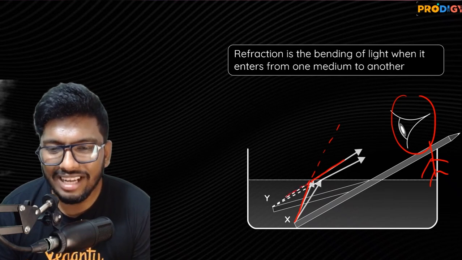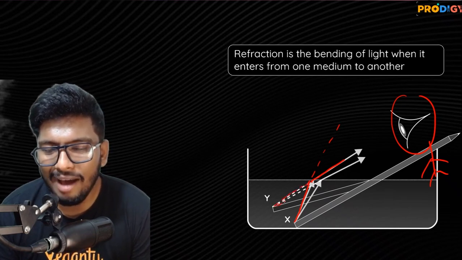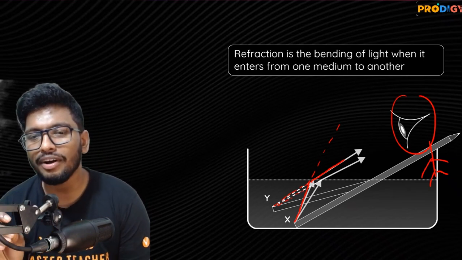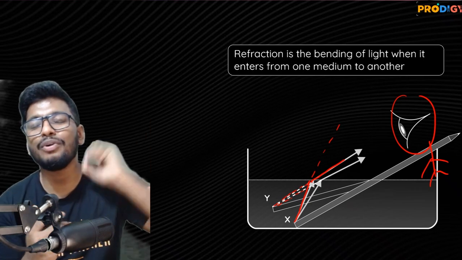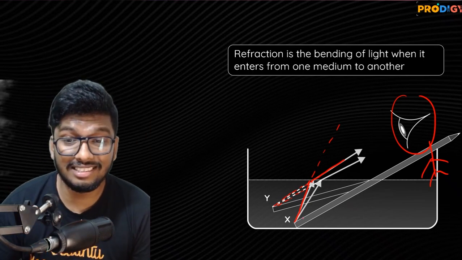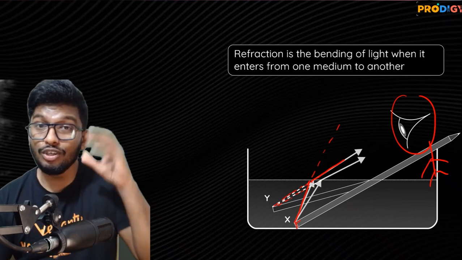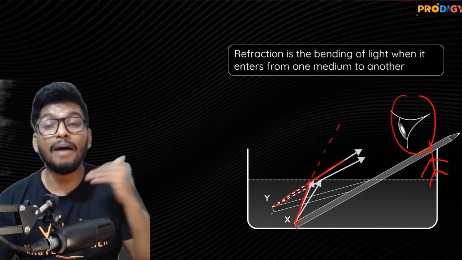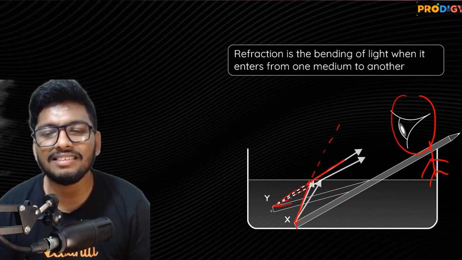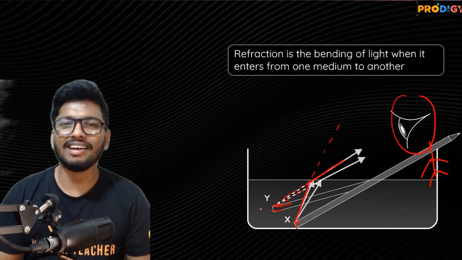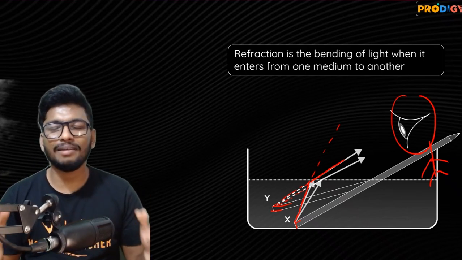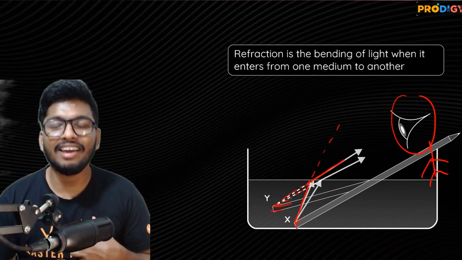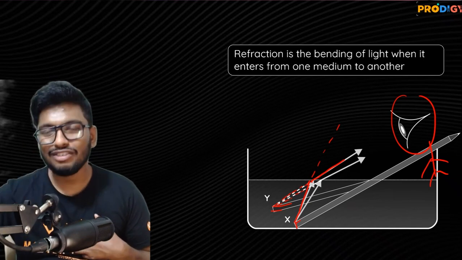But when it tries to trace back these rays of light, what happens is that, guys, the rays of light actually meet at a point a little higher than the original object. See, this is where the actual object is. But to your eyes, when you are looking through the glass of water, it appears as though the pencil is a little raised. And this is why refraction is something that you guys have experienced pretty much every single day, and you will be experiencing this for the rest of your life as well.